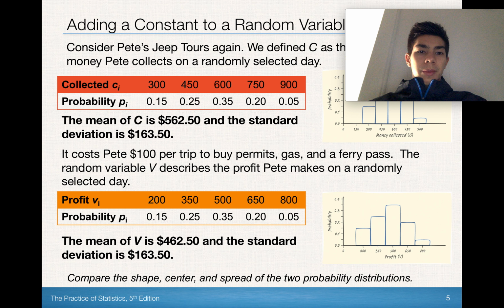Secondly, in purple, if we are subtracting a constant a from x, the expected value of x minus a is just the expected value of x minus a.